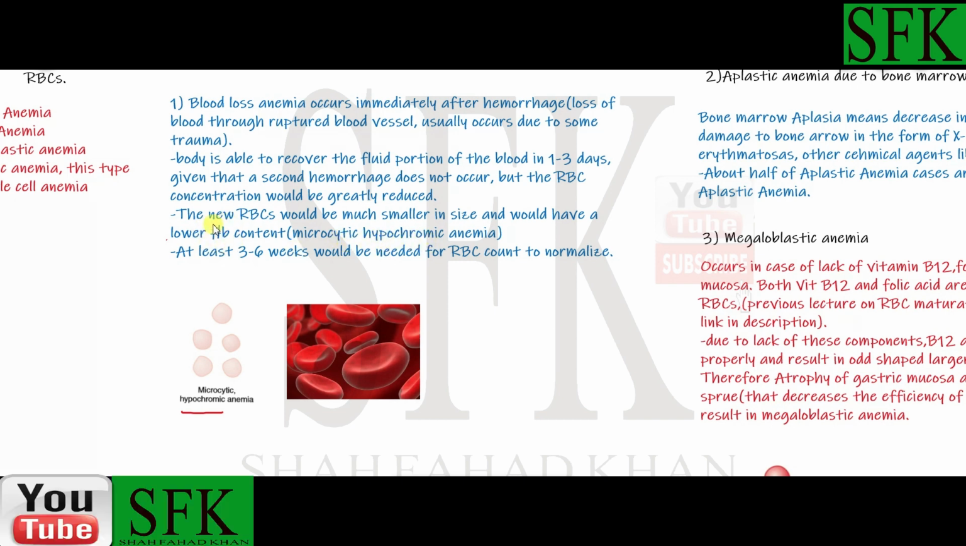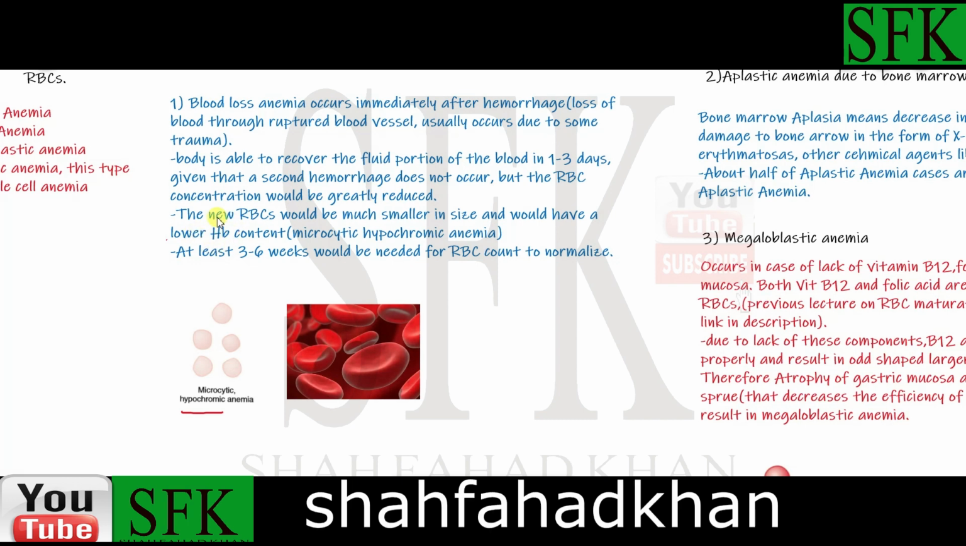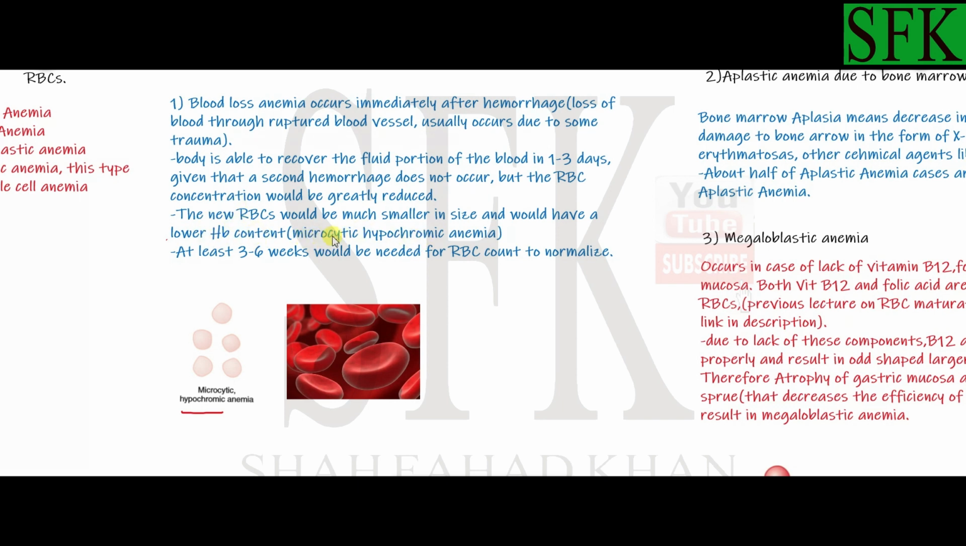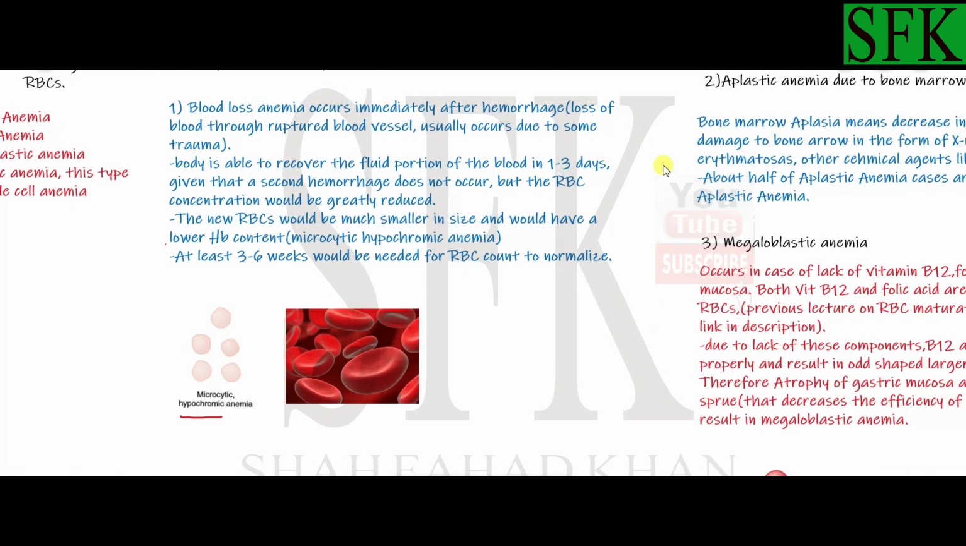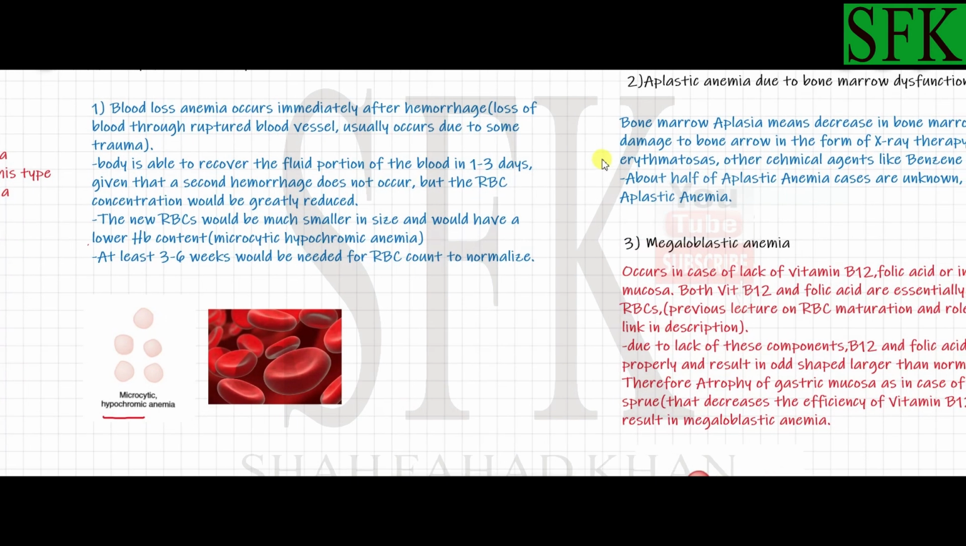The pigment which is present inside the red blood cells, as I told you, is hemoglobin. We've made several lectures on hemoglobin as well, so I've given the link to one of those lectures in the description, so do check that out. It's very important as well. Anyways, the microcytic hypochromic anemia occurs in blood loss anemia because the new cells which are made have a much smaller size and are paler in color as compared to the normal red blood cells. It takes 3 to 6 weeks for the red blood cell count to normalize. So this is your first type of anemia, the blood loss anemia, that usually occurs due to some physical trauma, for example, hemorrhage.